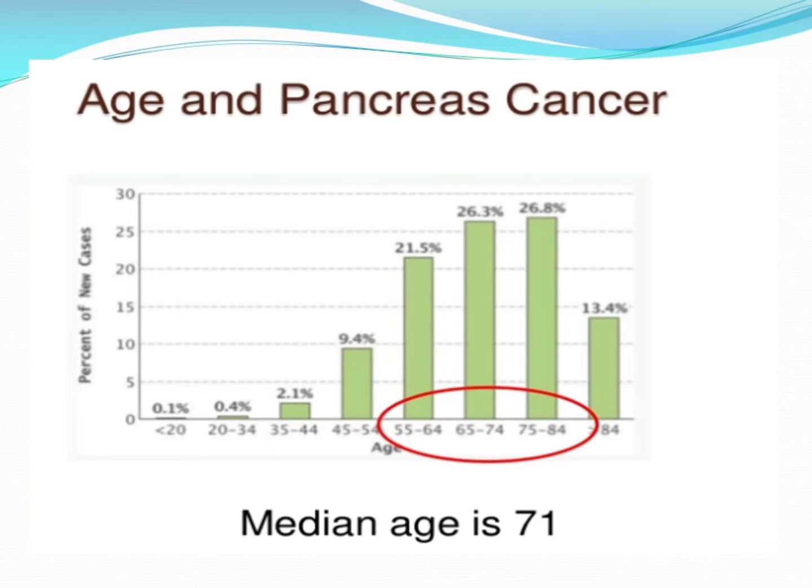This slide shows the median age of pancreatic cancer and the percentage of new cases. Here we can see the peak of incidence of pancreatic cancer in the 60s and 70s. But cases have been reported between 35 and 45 years, and even earlier than this, but the percentage here is about 2%, and the peak is in the 60s and 70s.